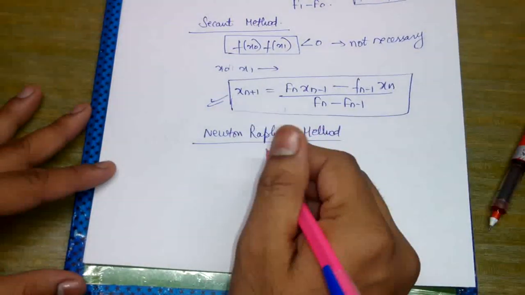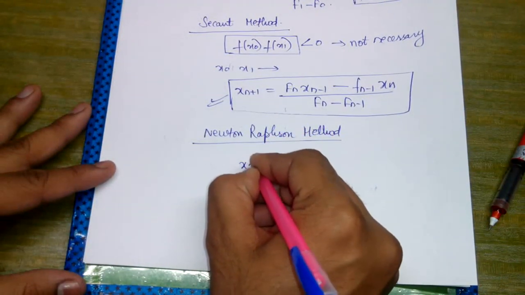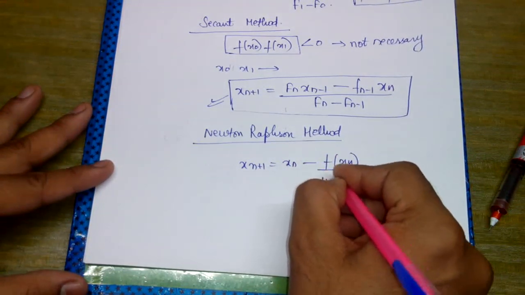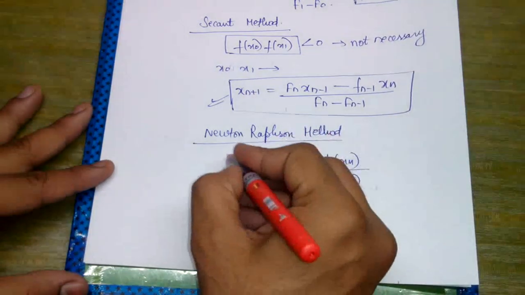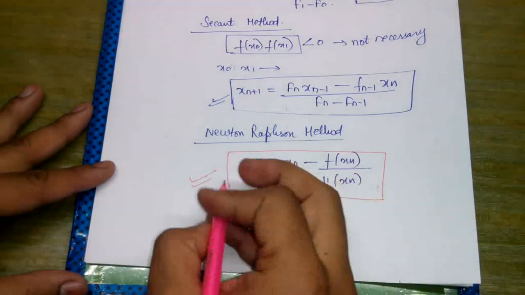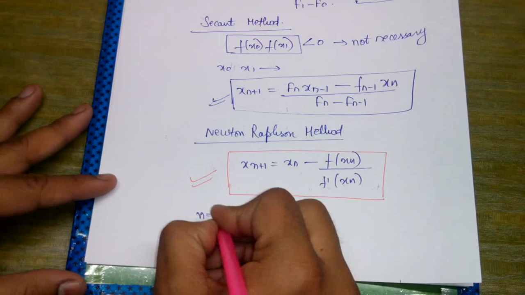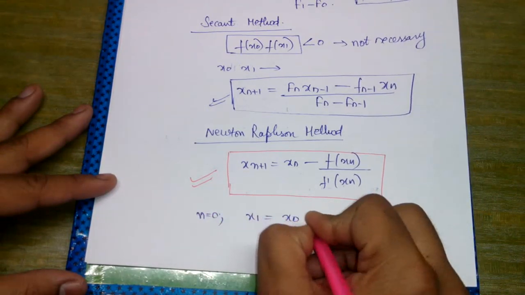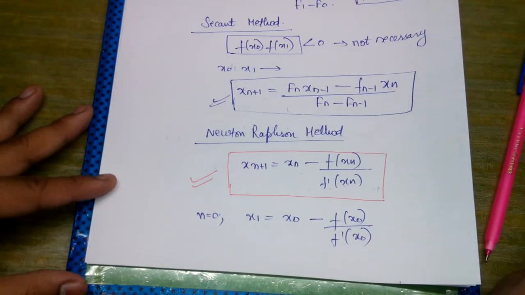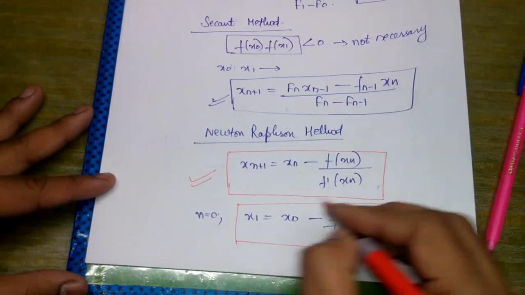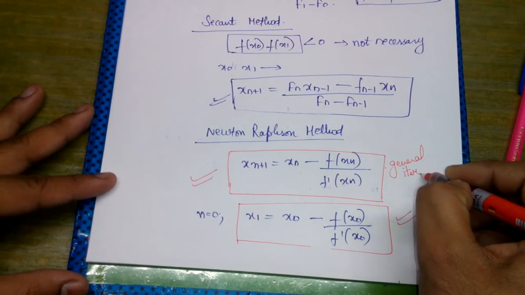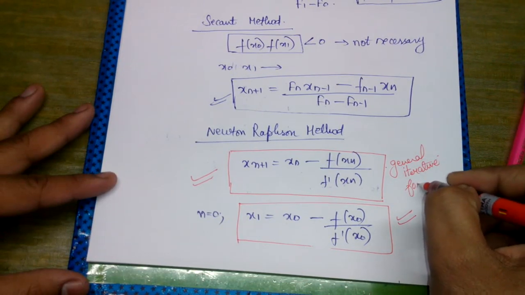Okay, so in this Newton-Raphson method, the general iteration formula x of n plus 1 is equal to xn minus f of xn upon f dash xn. This will be the iteration formula which will be generally used in case of this Newton-Raphson method. Now for n equals 0, we have x1 is equal to x0 minus f of x0 upon f dash x0. So this is called the Newton-Raphson's first root, and this is the general iterative formula.